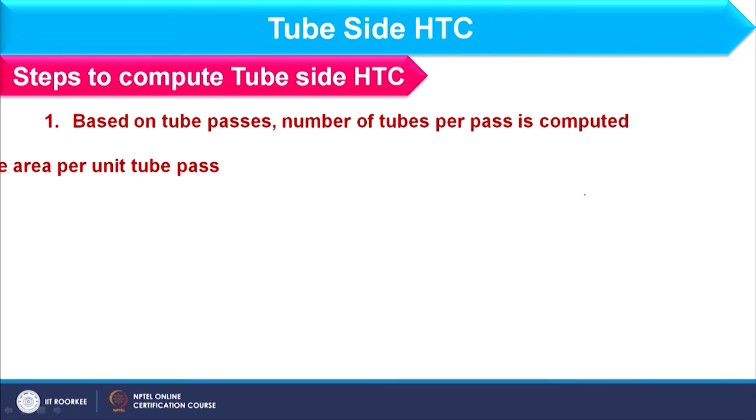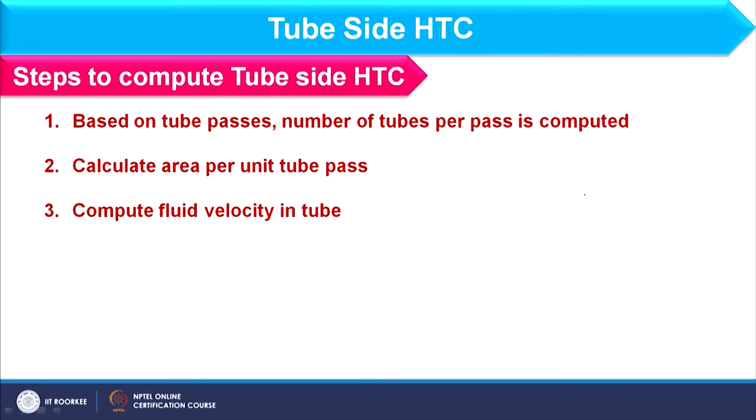And then you have to find out the cross sectional area per pass. Okay. How can you find that? Because you know that the cross sectional area of a tube is pi by 4 di square. Okay. So, that should be multiplied by the number of tubes per pass. Okay. So, pi by 4 di square into the number of tubes per pass will give the total area, or we can say the total flow area per pass.